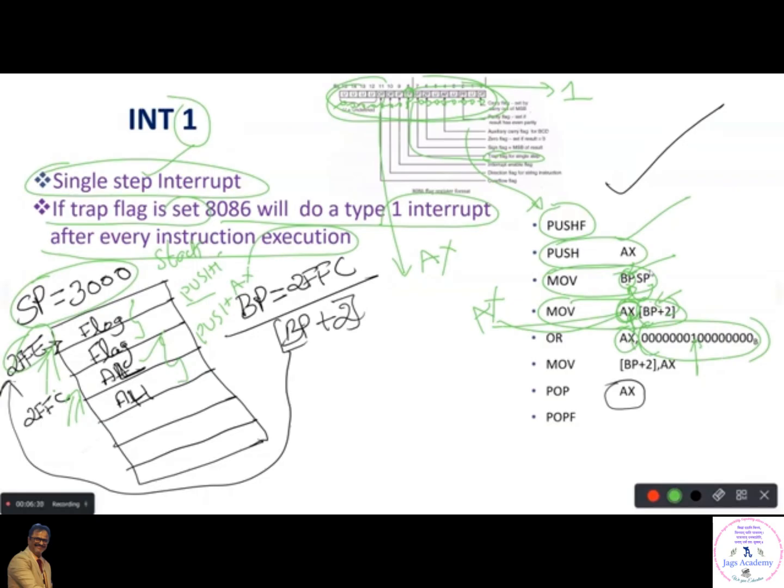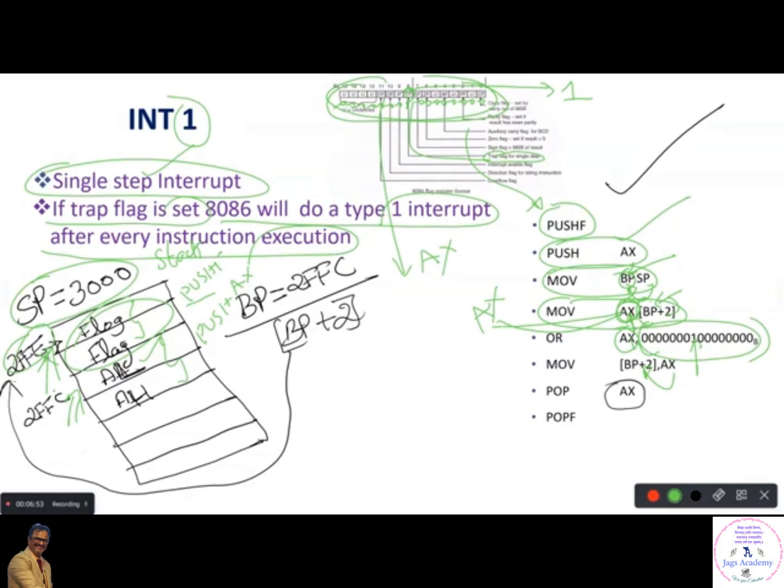From AX, you put it back here in the stack. You put it back in the stack. How do you do it? See, MOV AX comma BP plus 2. Can you see here? MOV AX comma BP plus 2. What is BP plus 2? BP plus 2 is this one only, right? This one only. You move it back to BP plus 2.